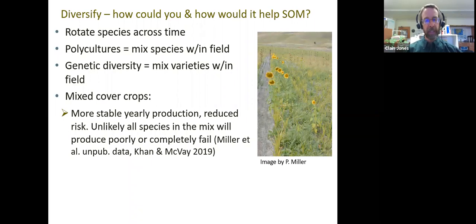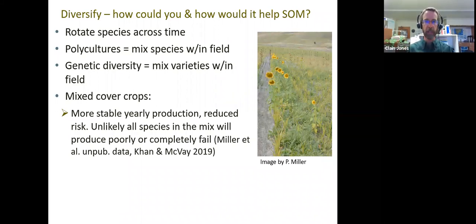We've been studying mixed cover crops for about 8 years. By we, I mean Perry Miller, Kathy Zabinski, others at MSU. What we've basically found is that by having mixed cover crops versus sole cover crops, we get a more stable yearly production or reduced risk.